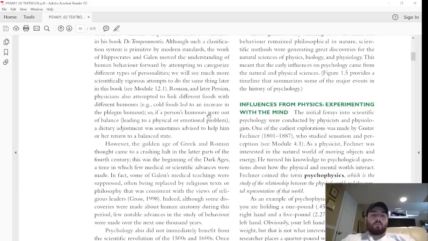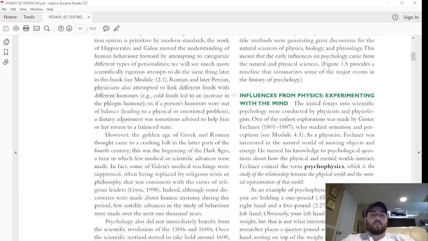So, Roman and later Persian physicians also attempted to link different foods with different humors. Cold foods led to an increase in the phlegm humor, which honestly I think holds ground to this day. If a person's humors were out of balance, leading to a physical or emotional problem, a dietary adjustment was sometimes advised to help him or her return to a balanced state. So we don't follow this to a T, but there are times where if you're sick, you're not going to eat cold foods, right? Maybe you'll eat something warmer, more comforting, right?